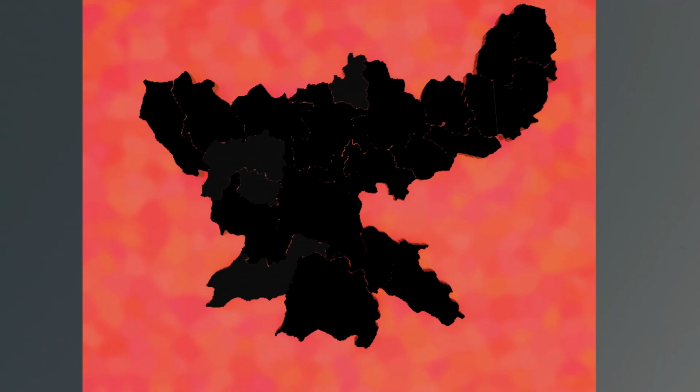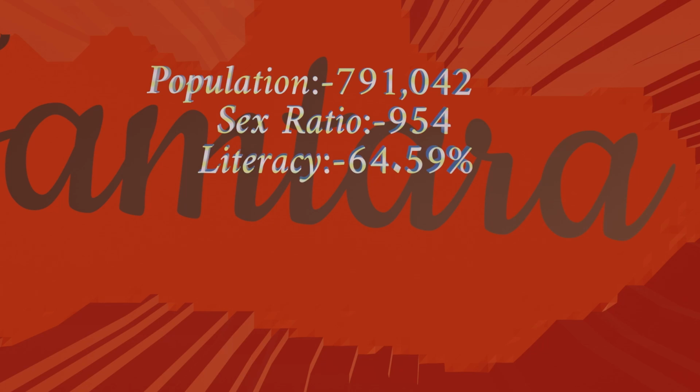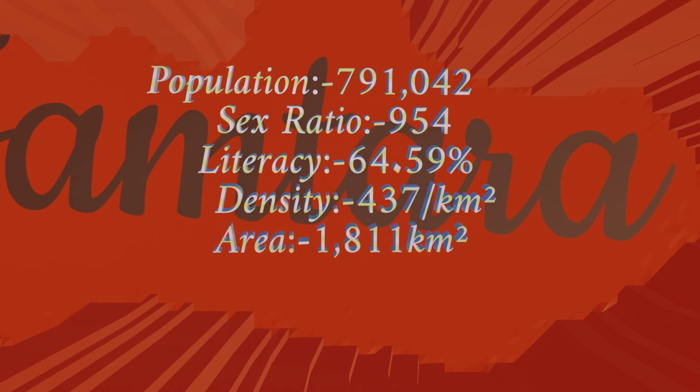Now let us move to Jamtara. Population of Jamtara is 791,042. Sex ratio is 954. Literacy rate is 64.59%. Density is 437 per kilometer square. Area is 1811 kilometer square. Constituencies are 2.